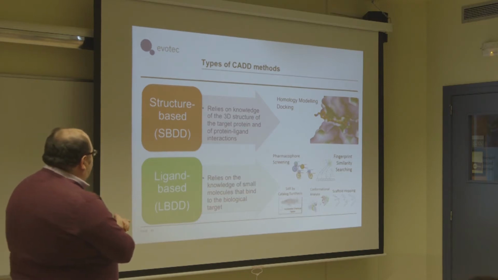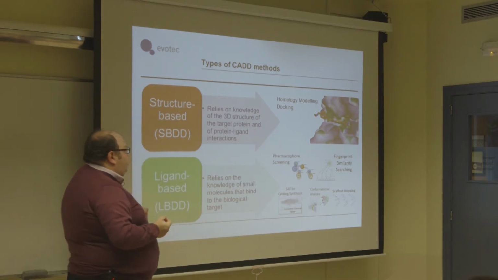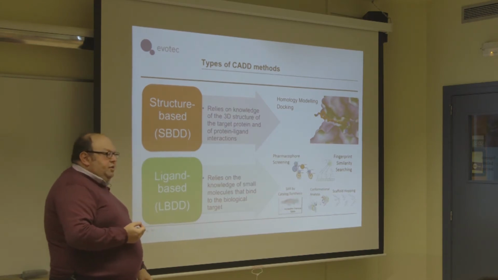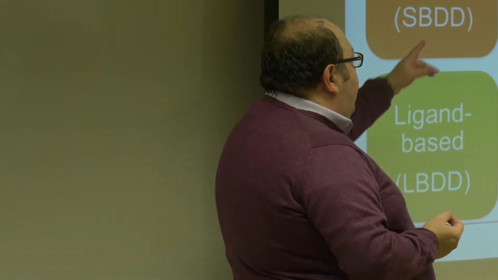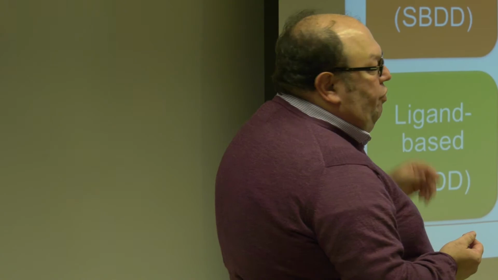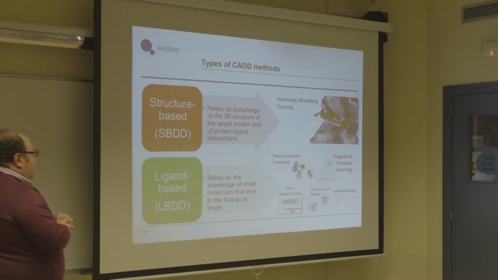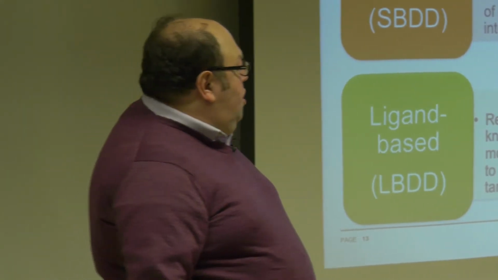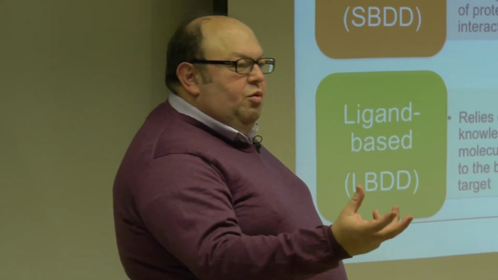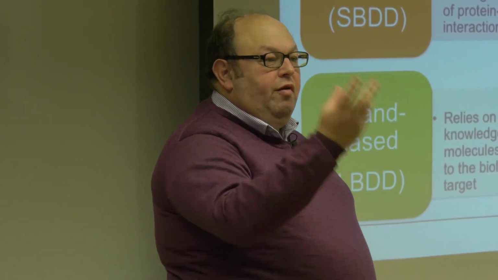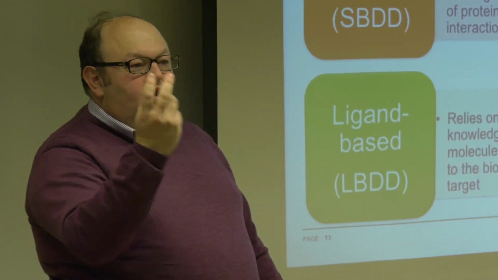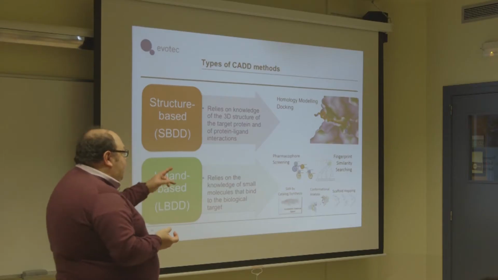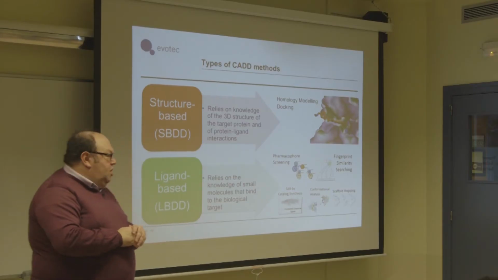Computer-aided drug discovery is actually divided into two major directions. One is called structure-based, the other called ligand-based. Structure-based relies on the knowledge of the three-dimensional structure of the target protein and understanding how our ligand interacts with our protein. So we need the protein. In other words, we need the three-dimensional structure of our lock. If you know what the lock looks like, you can design a key for this lock. Sometimes it's available, sometimes not.